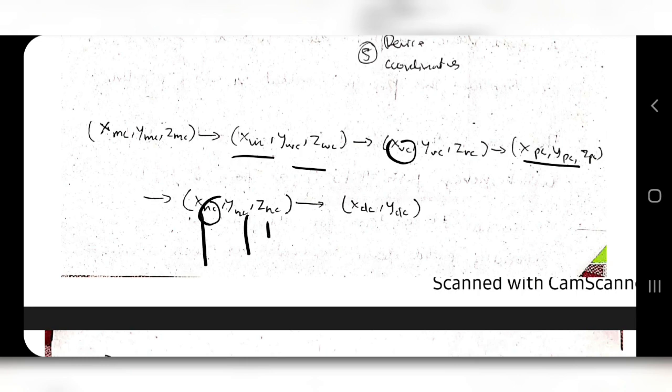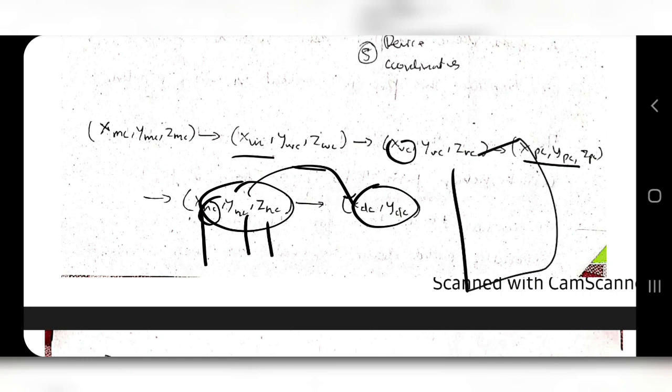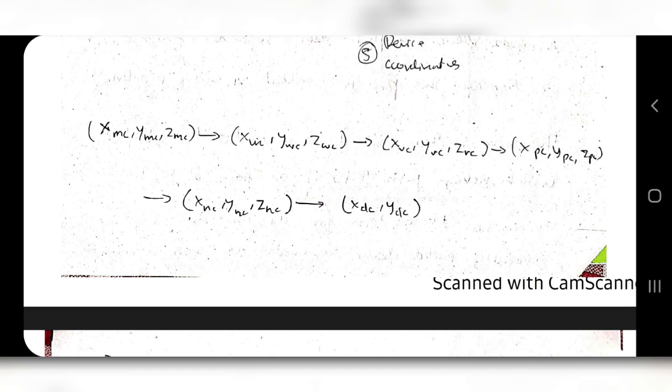normalized coordinates, which will be in 3D, and that will finally be converted to 2D, because whatever screen we look at, our TV, it is a 2D screen, isn't it? So we just need to specify in the X axis and Y axis how it should look, the values of it. That is known as the transformation here. Okay, a very important question from exam point of view.